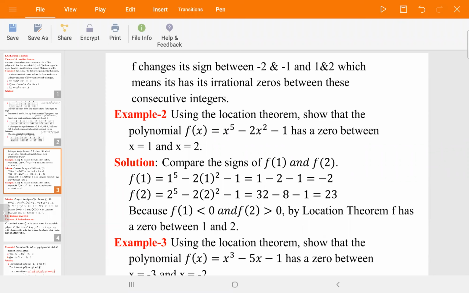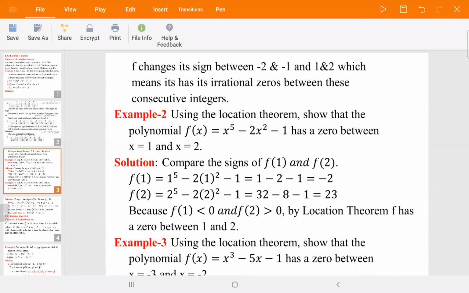F of 1 is equal to minus 2. F of 2 is equal to 23. As you can see, f of 1 is a negative number, that is, f of 1 is less than 0. F of 2 is a positive number and greater than 0.